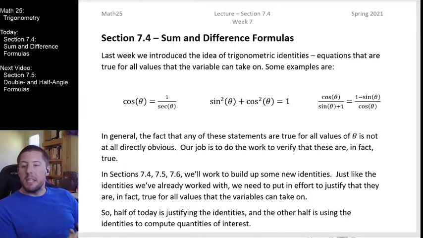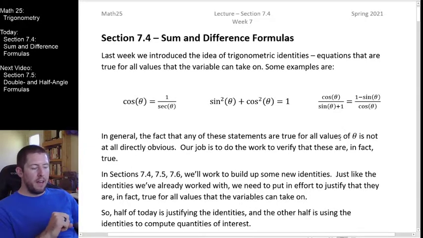Some of the examples that we've seen in the past couple weeks are identities such as cosine is 1 divided by secant. This is a little bit more of a definition rather than an identity, but it's certainly a statement that's true for all values of theta, but it's true sort of by definition, not by computation so much. We defined secant to be the reciprocal of cosine.